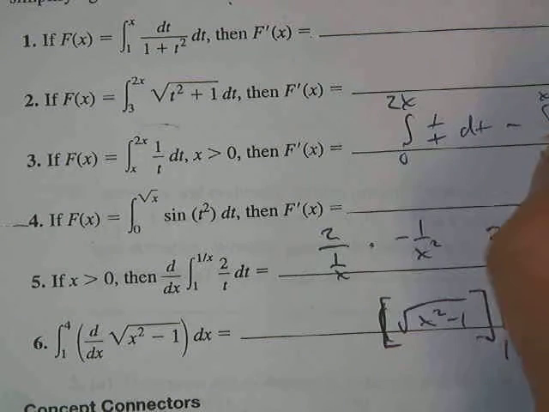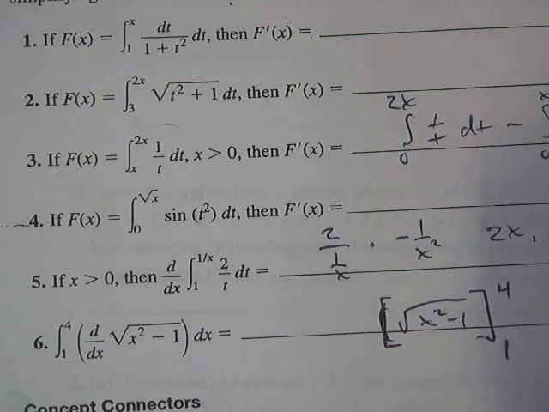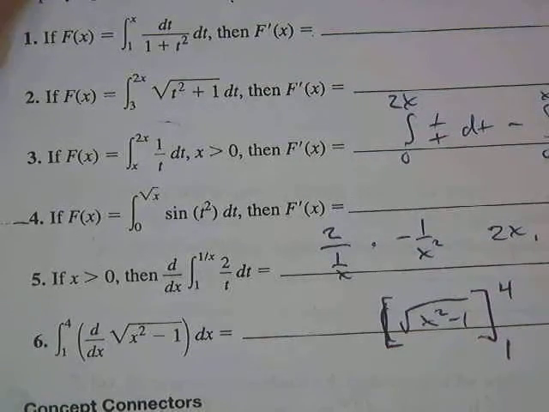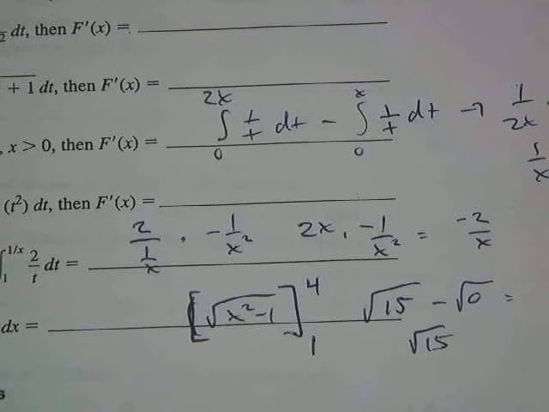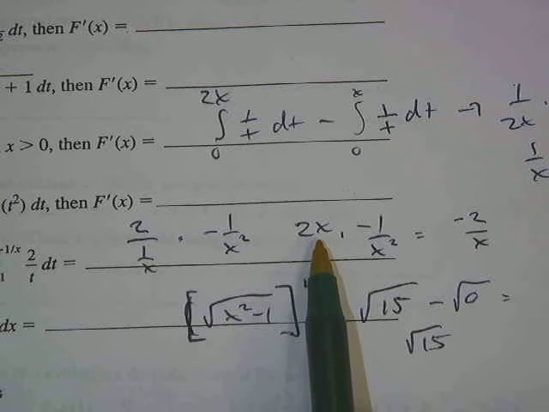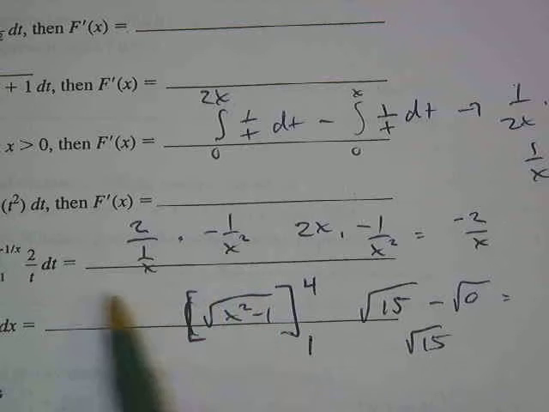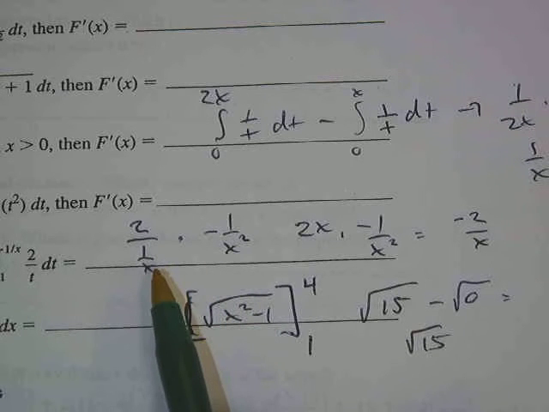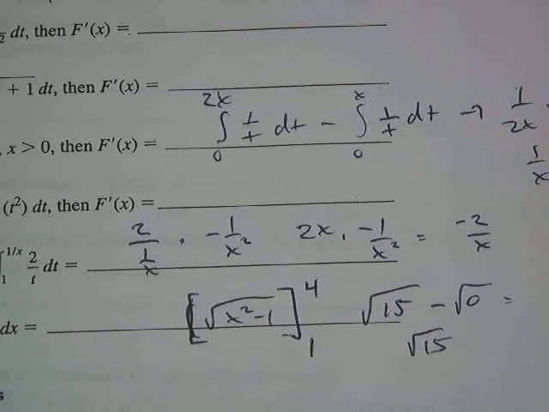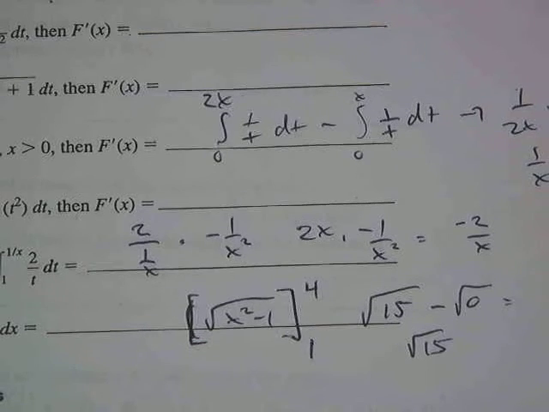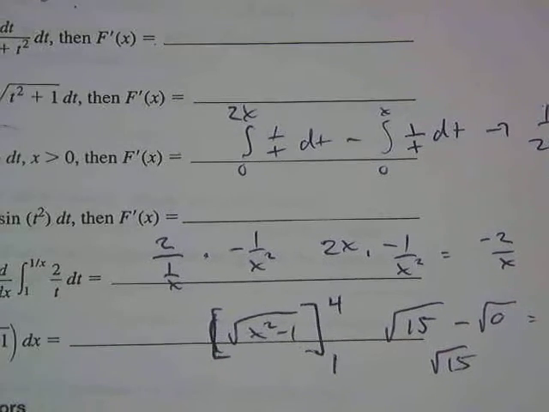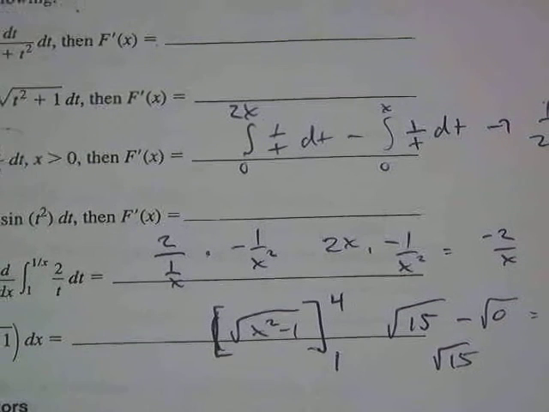So with that said, we'd have 2x times negative 1 over x squared, which ultimately would give us negative 2 over x. So again, the upper limit is 2x, and 2 over 1 over x is just 2x, and we multiply those two, the x's will cancel the bottom one and top the other, and leave us with negative 2 over x. Anything else on the 5.4 worksheet?